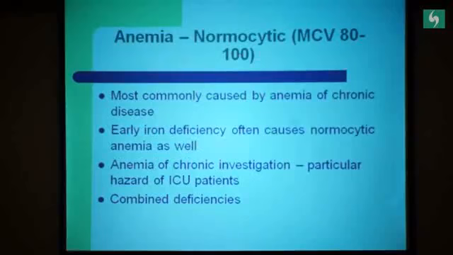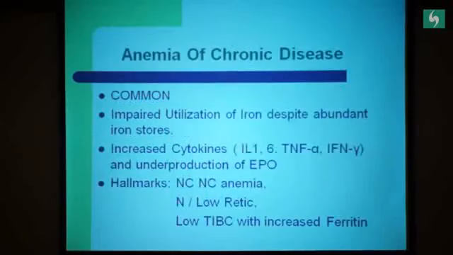Now coming to the other category, where the MCV is normal, between 80 and 100. The most common cause is anemia of chronic disease. Now early iron deficiency, which I just mentioned a few slides back, can also cause normocytic anemia. It's mainly normocytic but hypochromic in such situations. And in ICU patients, the hazard of over-investigation is that the anemia may be of normocytic type. And of course patients who have combined B12 and iron deficiency, or folate and iron deficiency, may also have a normocytic anemia.